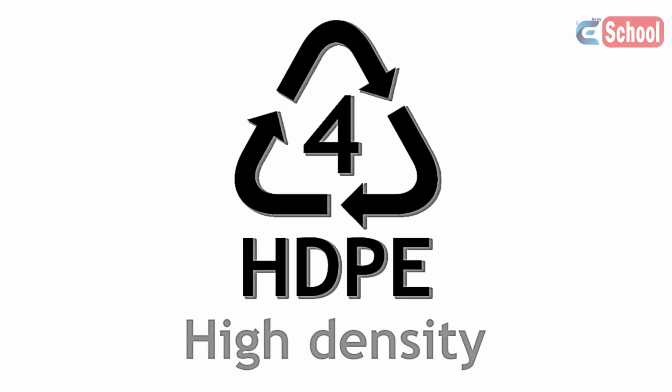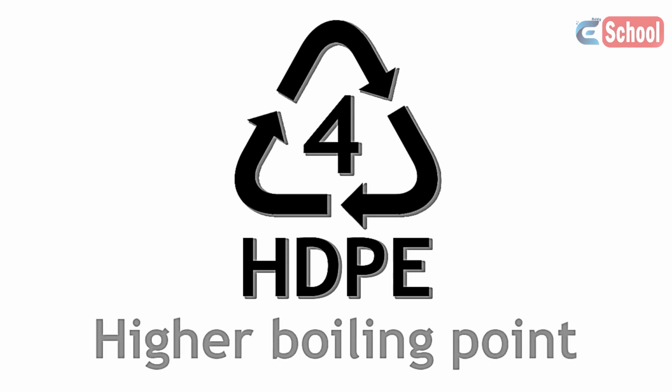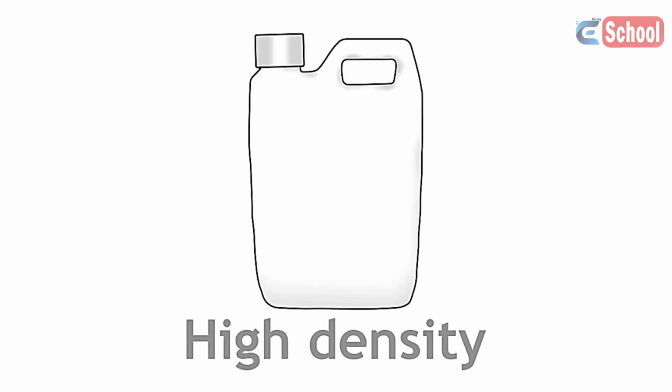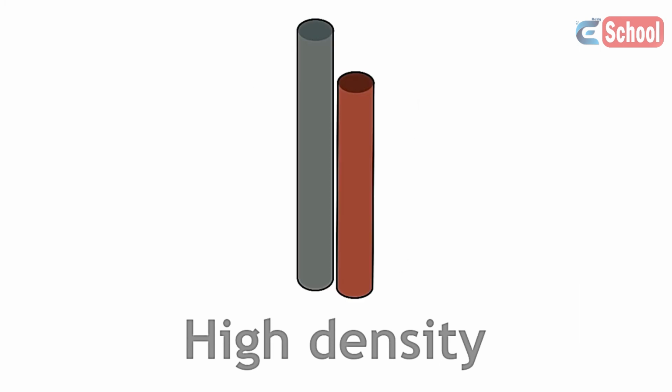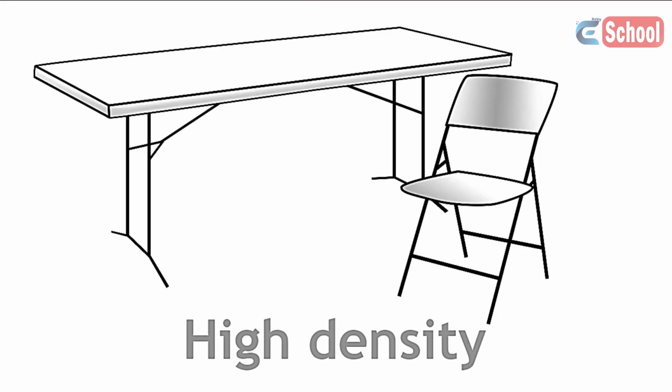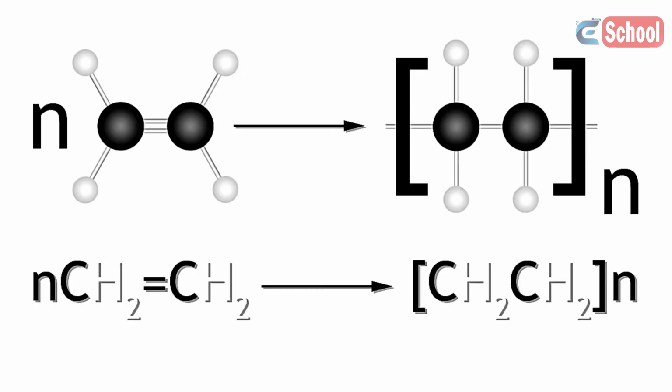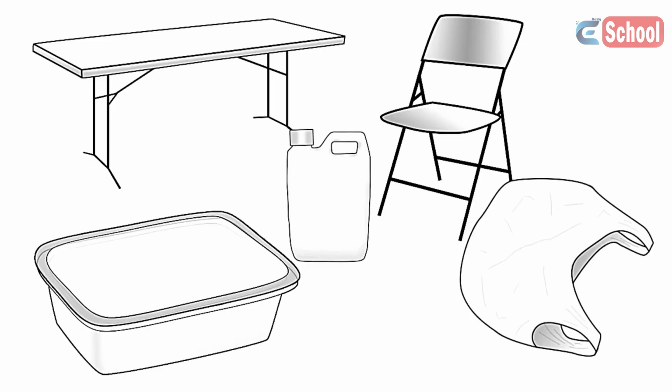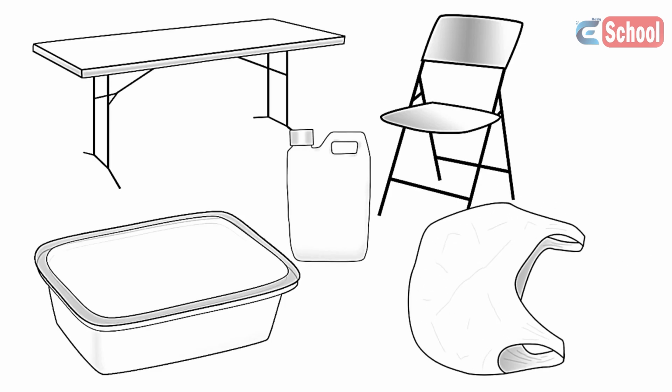High density polyethene, often referred to as HDPE, is stronger and has a higher boiling point. It has many uses, some of which include plastic bottles, chemical and water pipes, food storage containers, and even folding chairs and tables. Now, by the end of this video, you should be able to write equations for the formation of polyethene and give examples of some uses of this polymer.